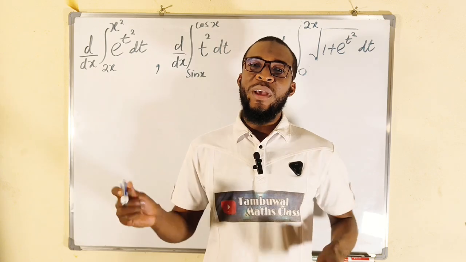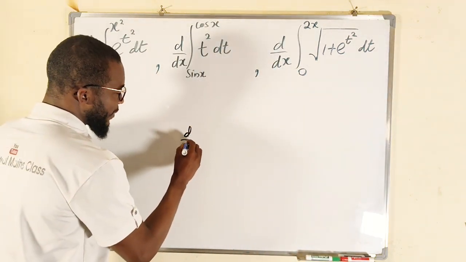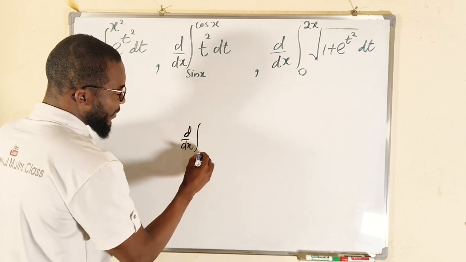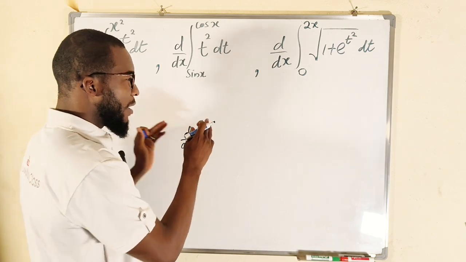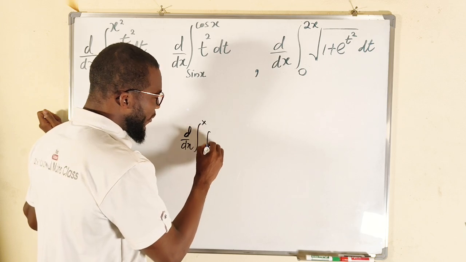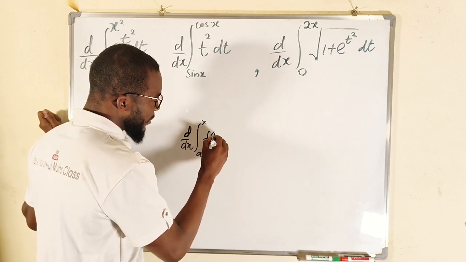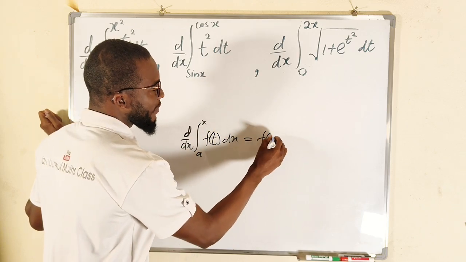In our previous lesson, we solved problems in the form of d over dx of the integral from a certain constant to x, where x is a region between a down to b, of the function f of t dt, where we say this is exactly equal to f of x.